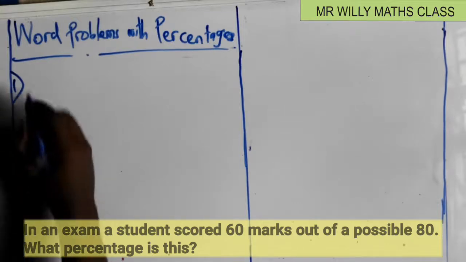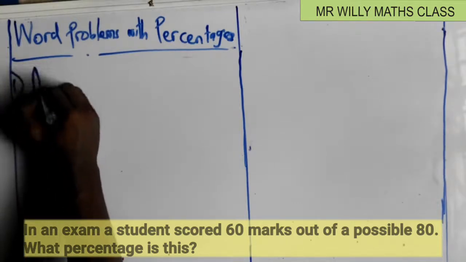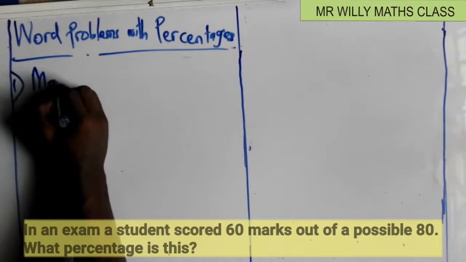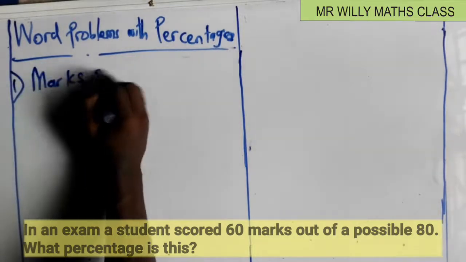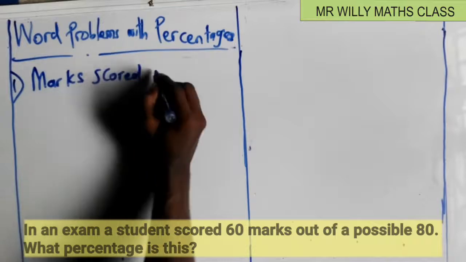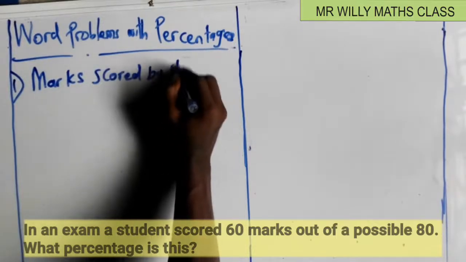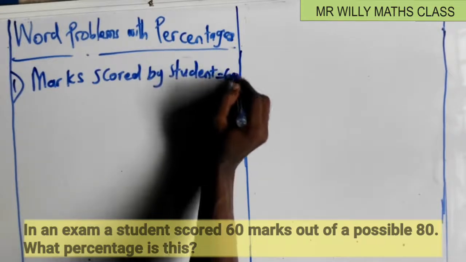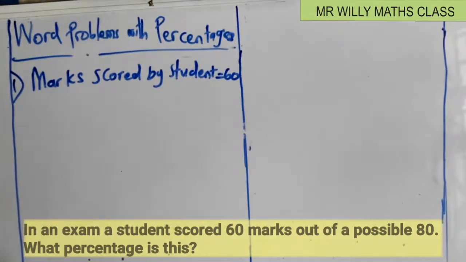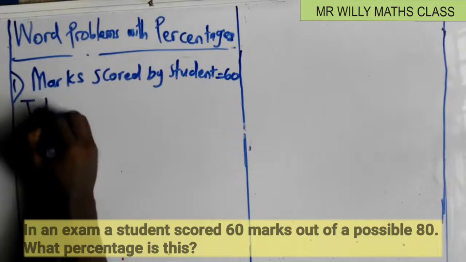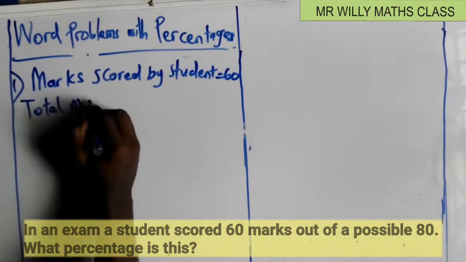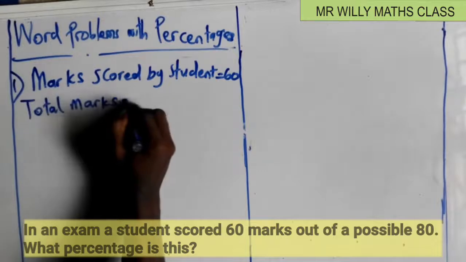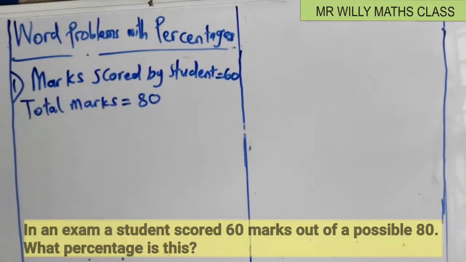Now, marks scored by students is 60, right? Marks scored by students is 60, and the total marks that's obtainable for the exam is 80. So you want to express the marks scored by student in percentage. So how do we express it?